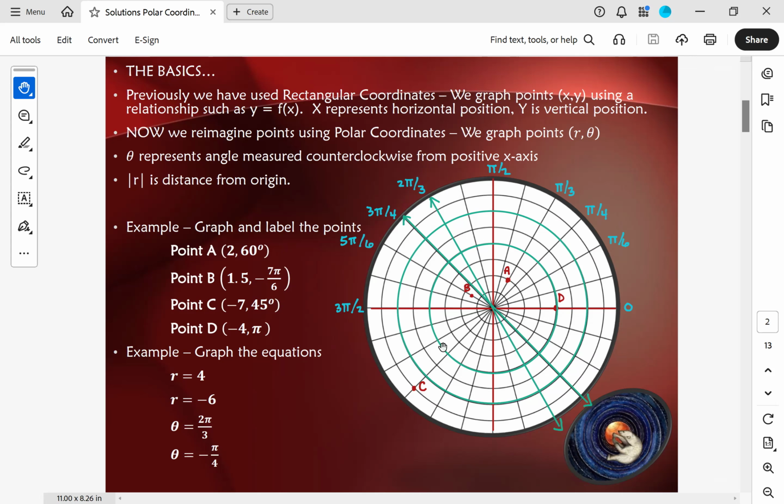Graphs of some very basic polar equations. What if r equals a constant? R equals 4 would be all the points that are exactly 4 units from the origin. It will make a circle. You can see it in green here. R equals negative 6. My friends, these are the exact same locations where r would equal positive 6 because this equation does not take into account the direction at all. So I have a circle with a radius of 6 for that one.